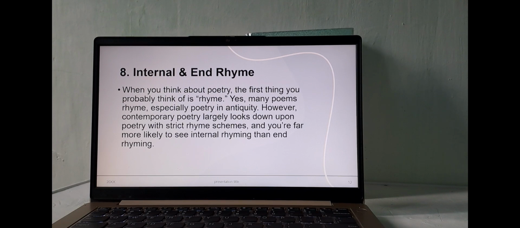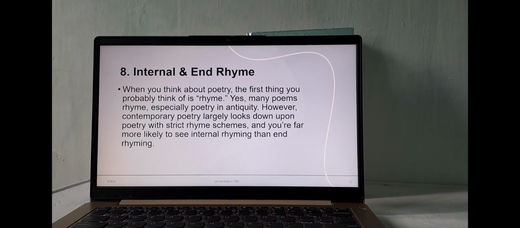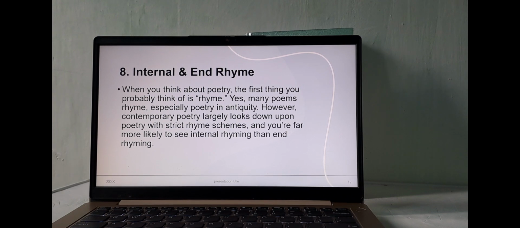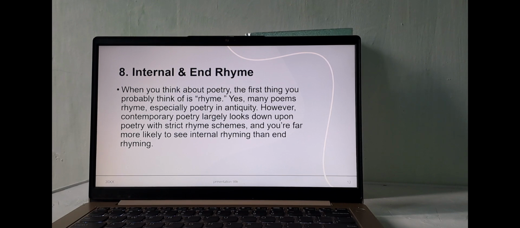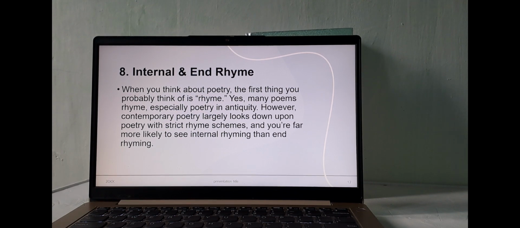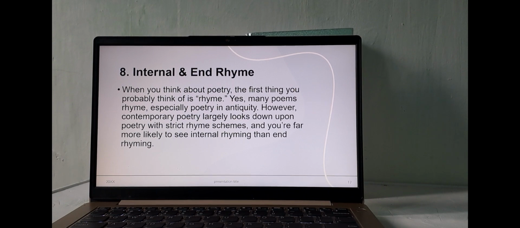Number 8. Internal and end rhyme. When you think about poetry, the first thing you probably think of is rhyme. Yes, many poems rhyme, especially poetry in antiquity. However, contemporary poetry largely looks down upon poetry with strict rhyme schemes, and you are far more likely to see internal rhyming than end rhyming.